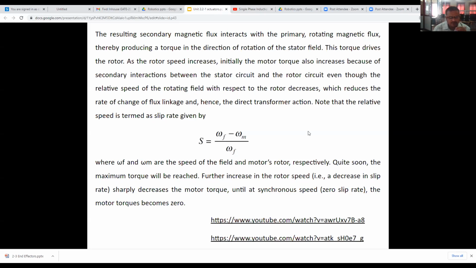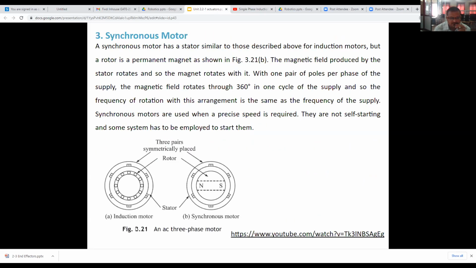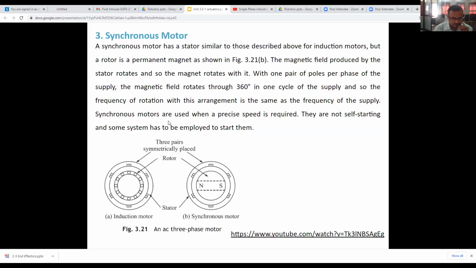Okay, this is nothing but a single phase motor. Now we will see the three phase induction motor. See that this is a three phase induction motor. Three pairs symmetrically placed. This is the rotor. This is the stator. As shown in figure, it is similar to the single phase induction motor but has a stator with three windings located 120-degree apart. See that these three windings are there.